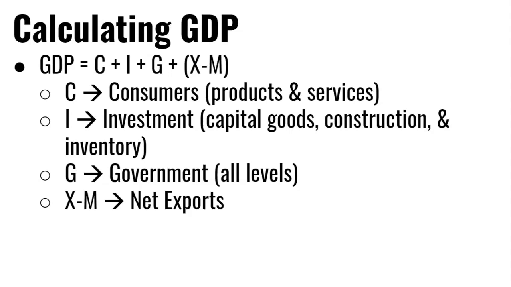And then net exports. And what we're talking about here is our exports minus our imports. So X is exports. That's the value of goods made here, sold somewhere else. And then imports, the value of goods produced somewhere else and then purchased here. And so we subtract imports from exports to make sure that we're capturing only money spent on a net basis on goods made in a given country, in this case in the United States.